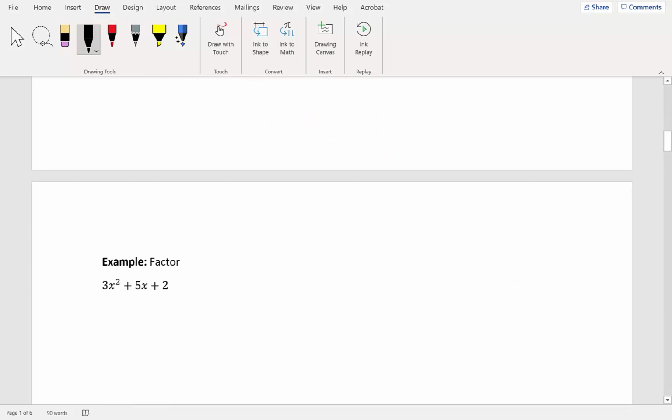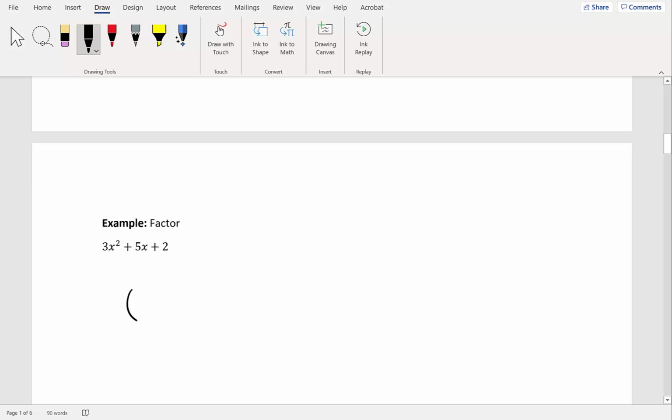Let's take a look at another one. We want to factor 3x squared plus 5x plus 2. So we know this is going to factor into two binomials. When I multiply my first two terms together, it has to give me this 3x squared. So my only options are 3x and x. And when I multiply my last two terms together, it has to give me positive 2.